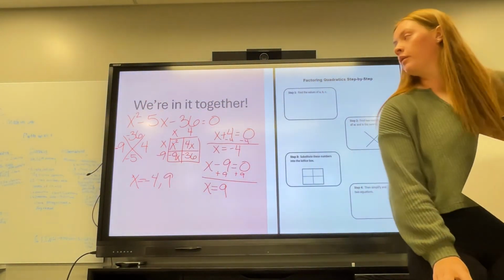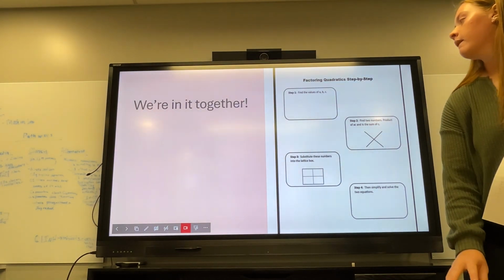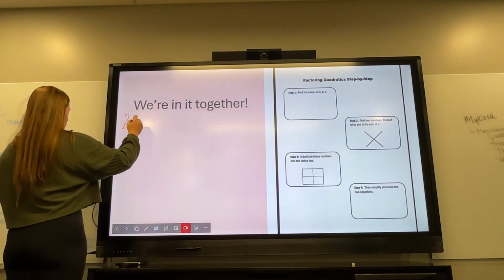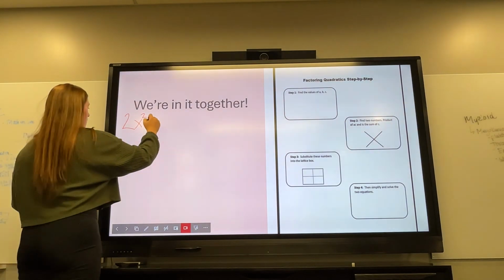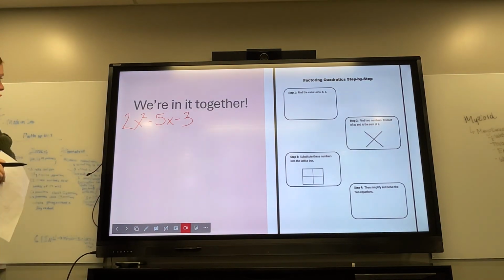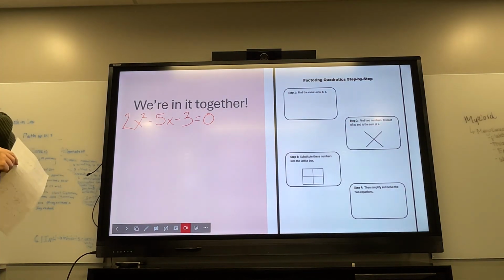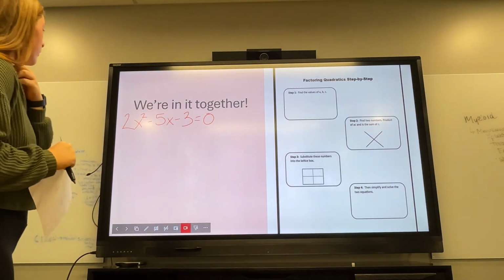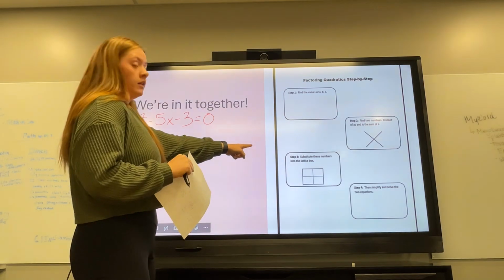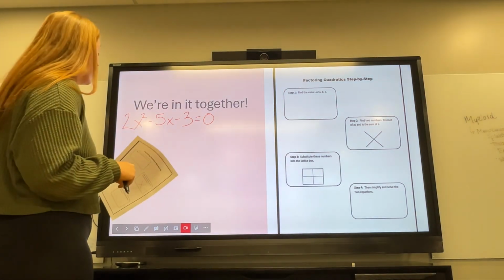Alrighty, let's do one more. 2x squared minus 5x minus 3 equal to 0. Go ahead and start this on your own and try it on your own. If you need help, don't forget you have your little sheet here that will also help you. I'm going to go through this, so you can pause the video and then come back when you want.